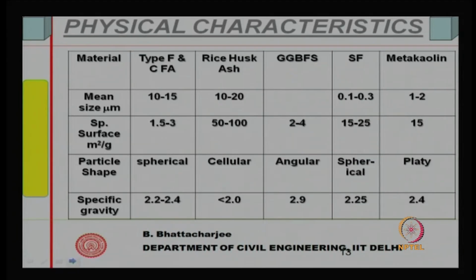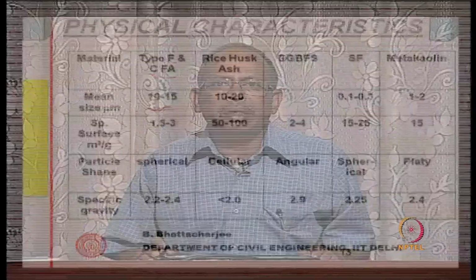If you look at the physical characteristics of some of those pozzolana, we will see that fly ash mean size is 10 to 15 micron. Now, there are two types of fly ash, F and C. I will come to that later on. One thing we can remember at the moment is that type C fly ash can have more lime, up to 40%, whereas type F fly ash has less lime, not more than 10%. This classification is based on the American Society for Testing and Materials, ASTM, classification of C and F.